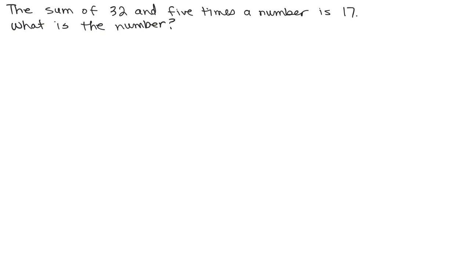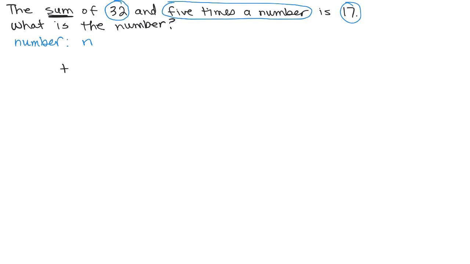So let's call the number n, for number. Then we have to write an equation from this first sentence using n. It says the sum, and sum means I'm going to add, right? When you have a sum, you have two things. So what do you have? You have the sum of 32, and then there's another part. The other part is 5 times the number. It says that is 17.